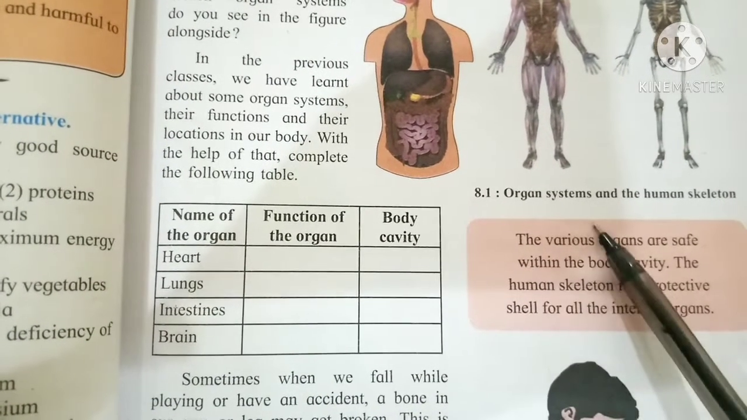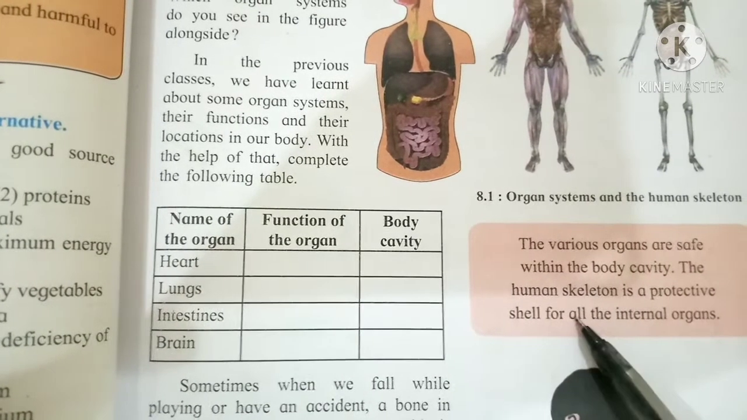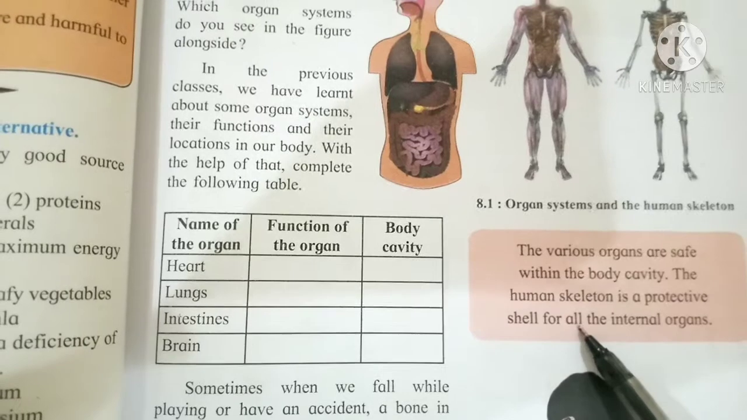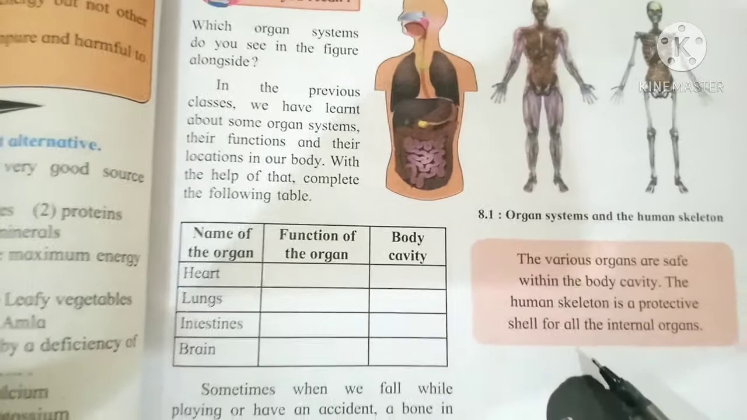The various organs are situated within body cavities. Various types of organs are present in your body, and they are all shaped and supported by the bones. The human skeleton protects the different types of organs present in your body, because the organs are very sensitive.